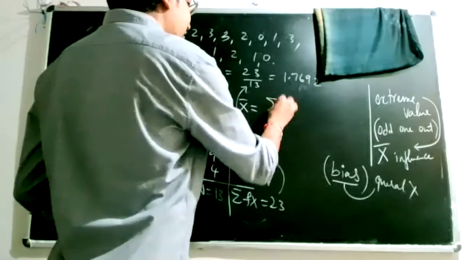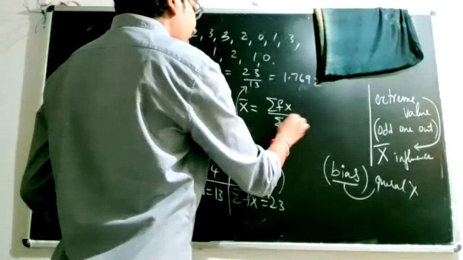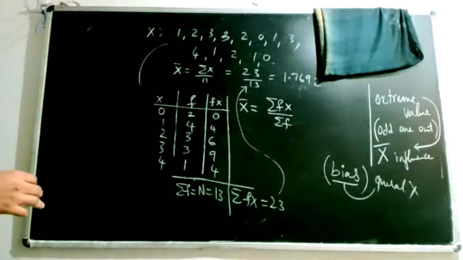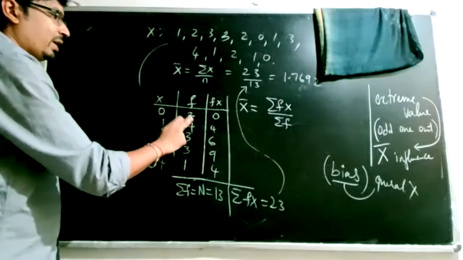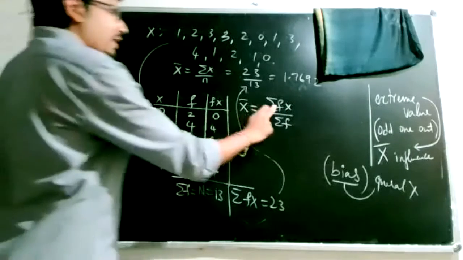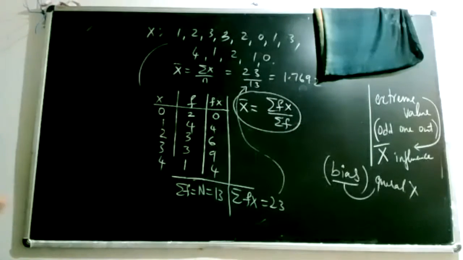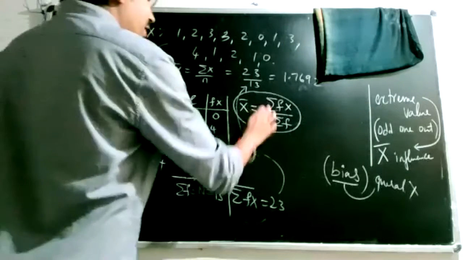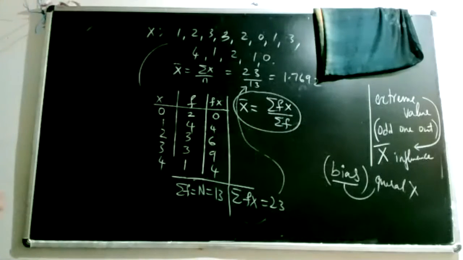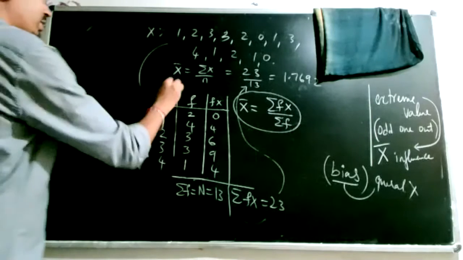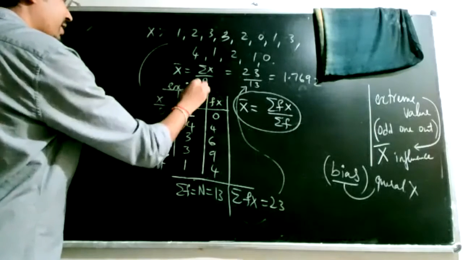We say it is fx because we have represented x also in terms of f. The total x is the same as the total of fx. Therefore, for a discrete frequency distribution, the formula to compute mean is x bar is equal to sigma fx divided by sigma f. And you can take this as an example problem.